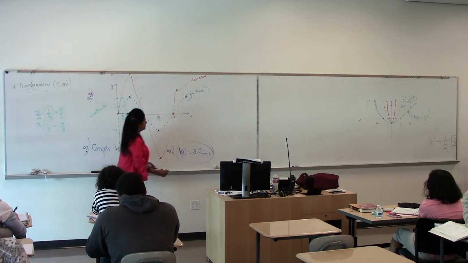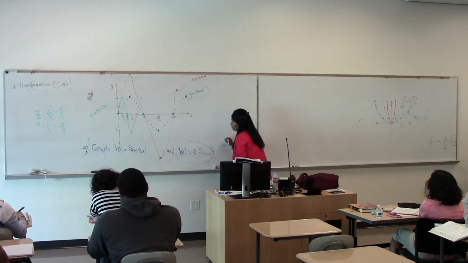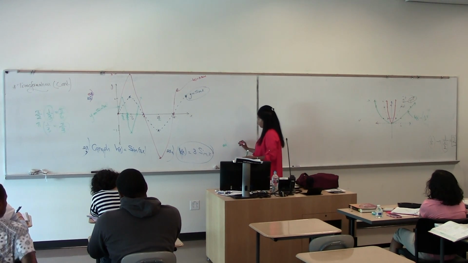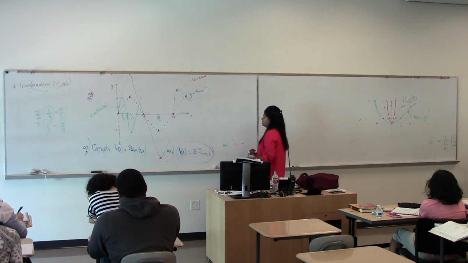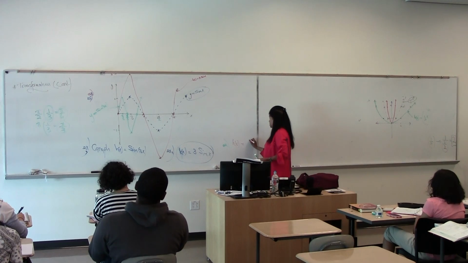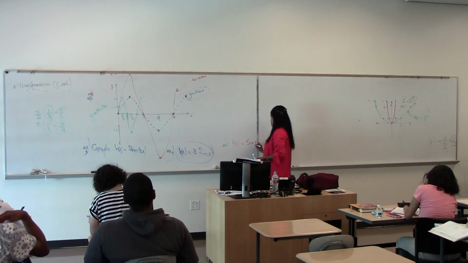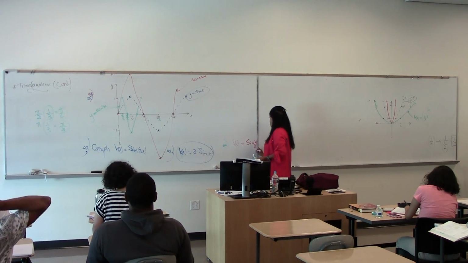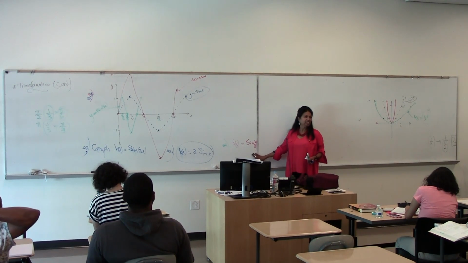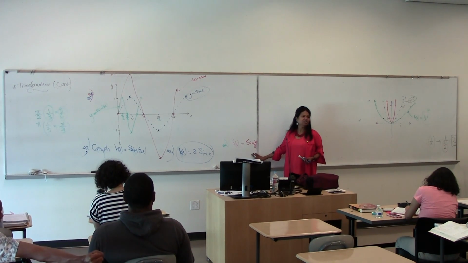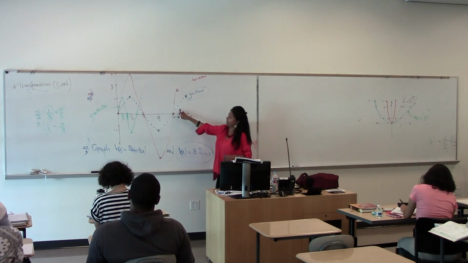Okay, example number 4. Graph h of x is equal to sine of x over 2. What kind of graph are we supposed to get here? What do you think? What is A here? Horizontal stretch. A is horizontal, so it's going to be wider, right? It's going to be way wider than this one, correct?